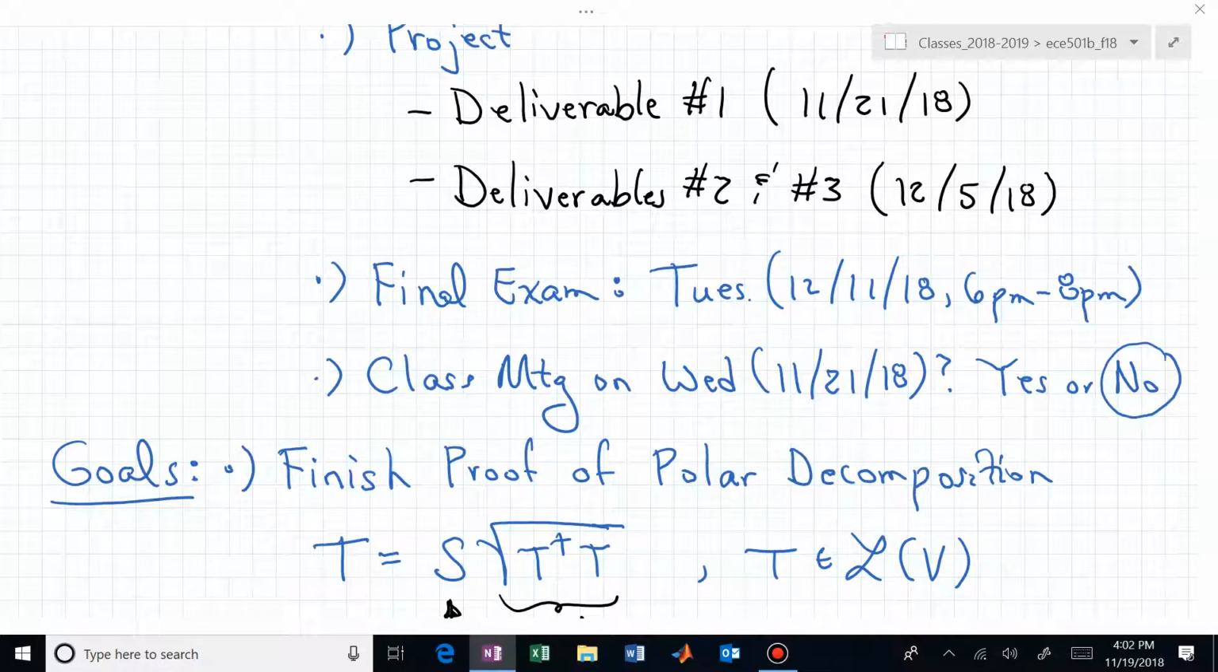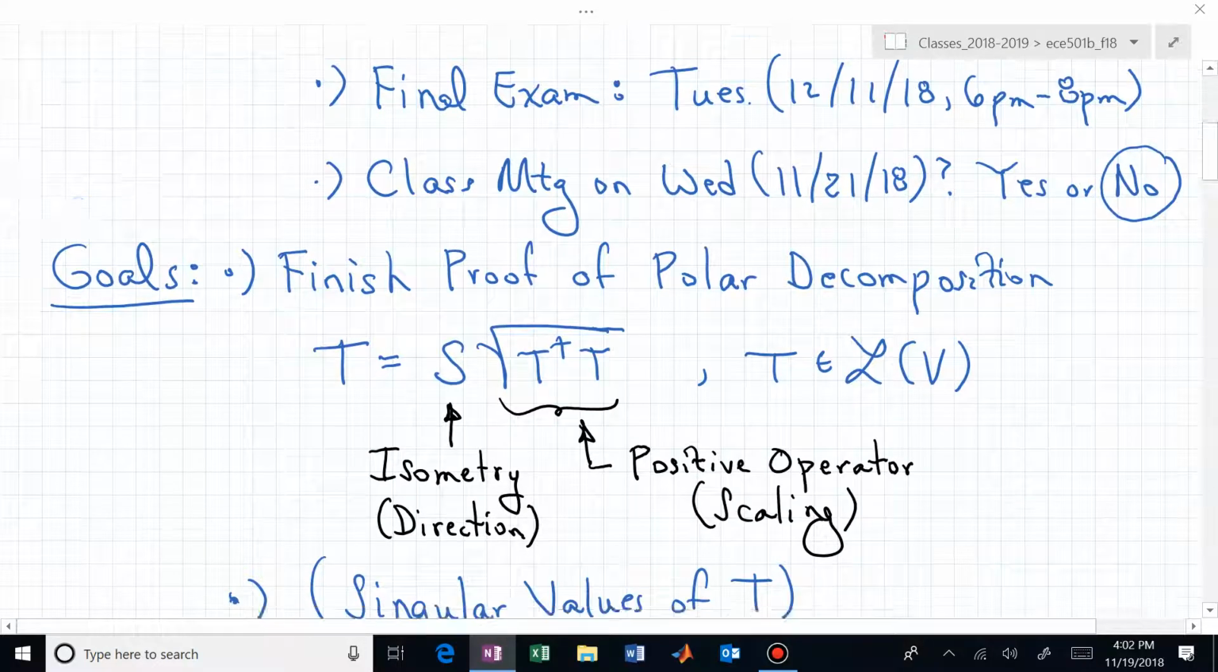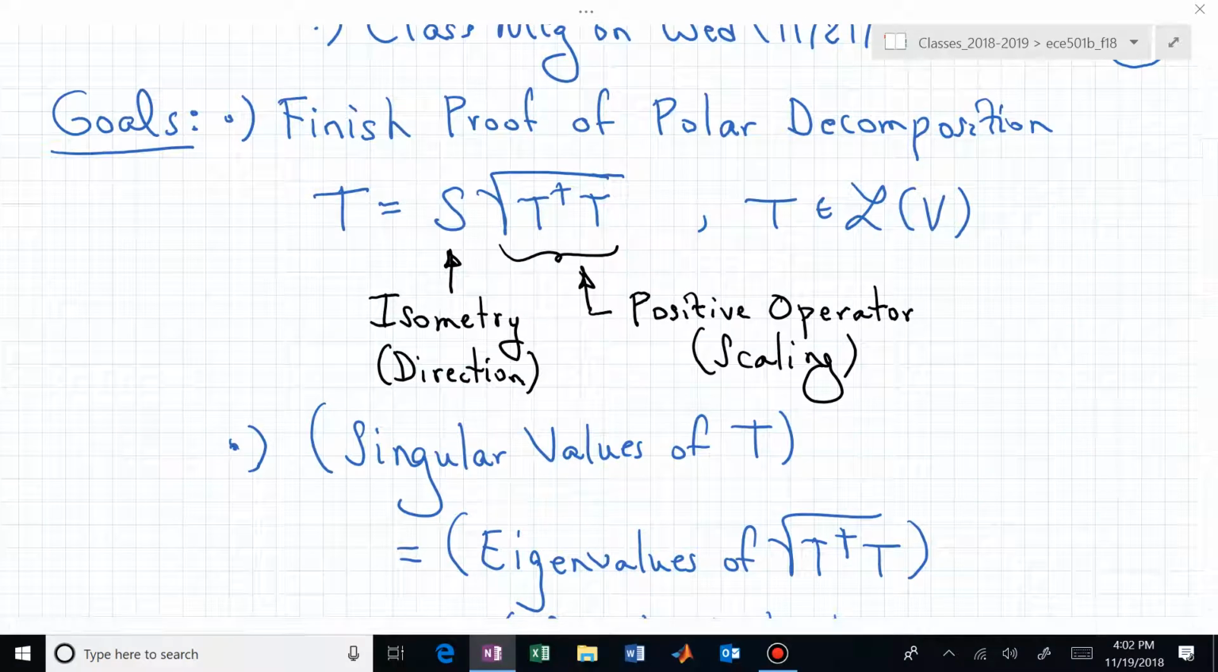Don't get confused about the final exam. The final exam is on a Tuesday, and it's late. It's at 6 p.m. to 8 p.m., and it will be in this room for those of you in main campus. Today what I want to do is finish the proof.